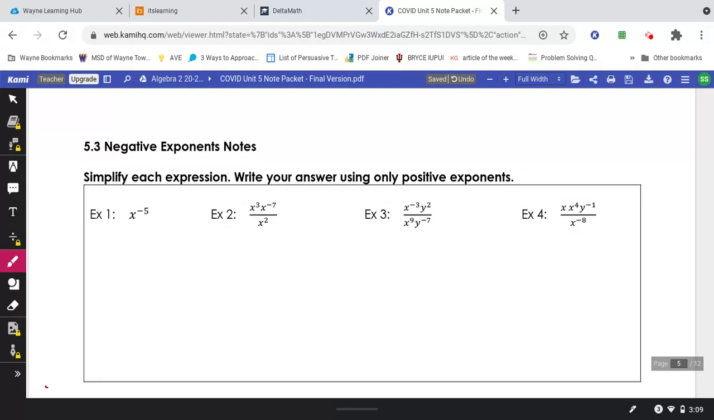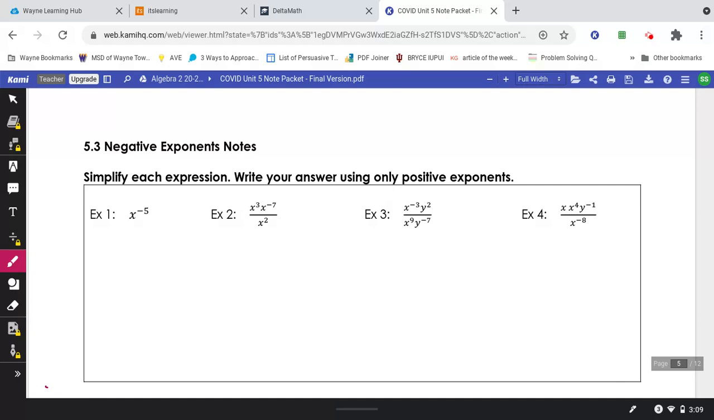So what we're going to do is move any negative exponent from its current location to the bottom or top of the fraction. If something's on the bottom, we're going to move it to the top. If something is at the top, we're going to move it to the bottom. Let's start with example one.